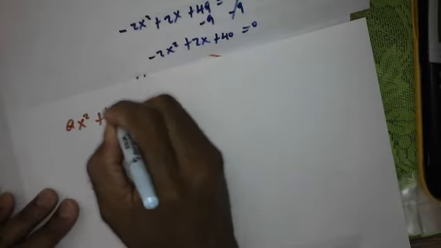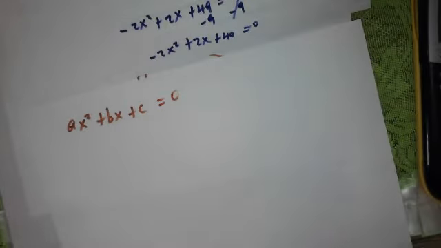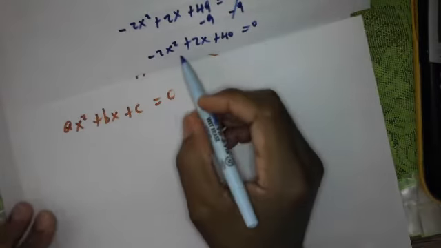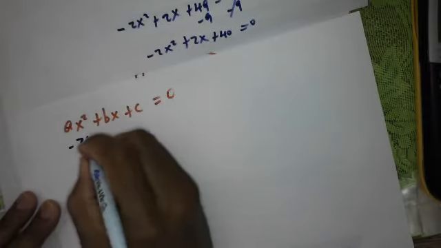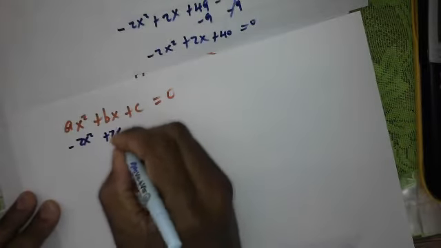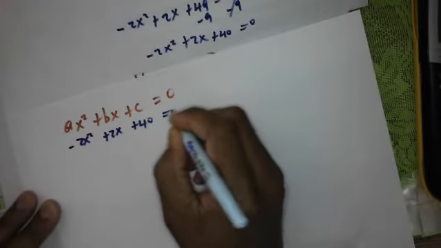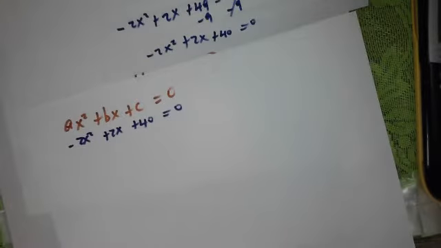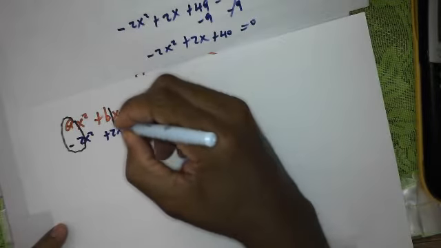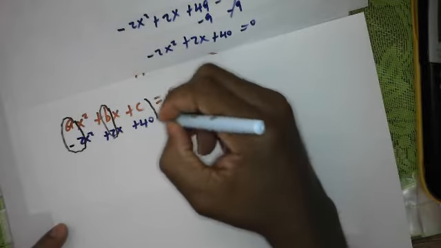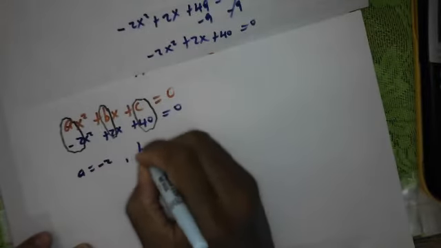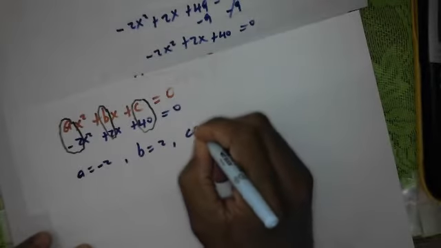Now, if I write this thing, ax squared plus bx plus c equals 0, and I match it to this thing that I have here, negative 2x squared plus 2x plus 40 equals 0, I can clearly see that my a value would be negative 2, my b value would be 2, and my c value would be 40. Okay? So now I know that a equals negative 2, b equals 2, and c equals 40.